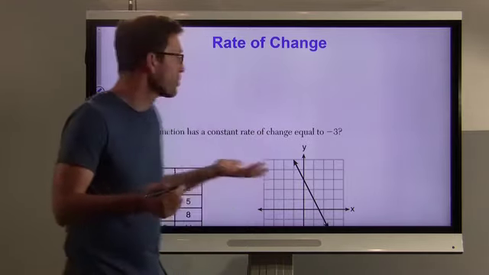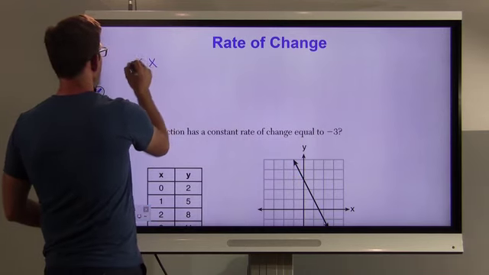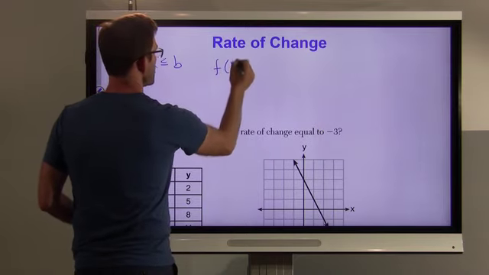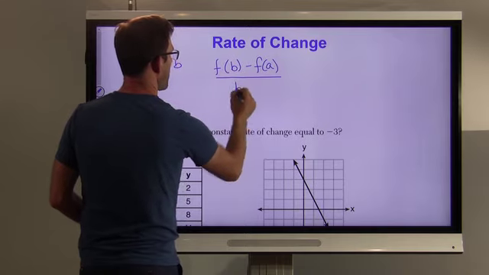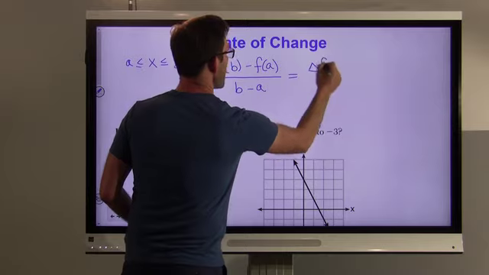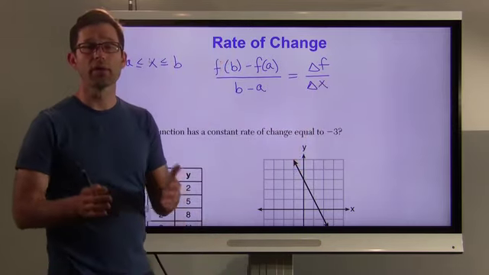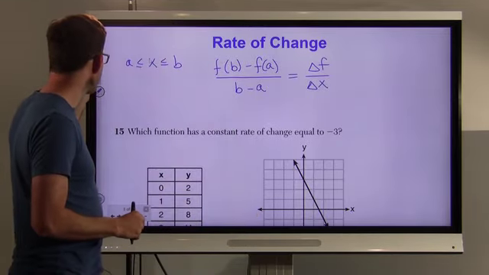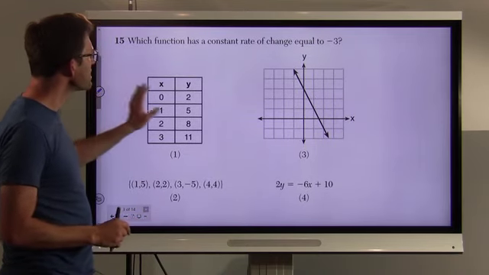And there's a formula for this. If x is going from a to b, then the average rate of change is f of b minus f of a, divided by b minus a. This is exactly the same formula that you use to calculate the slope of a line. And in fact, the first problem, which I picked even though nobody had asked about this particular problem, really gets at that. It's very nice.